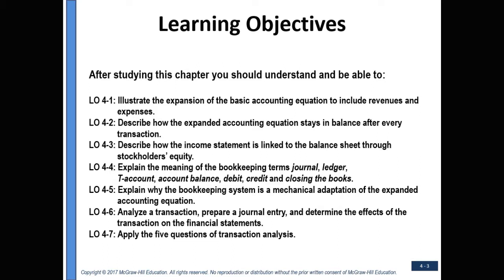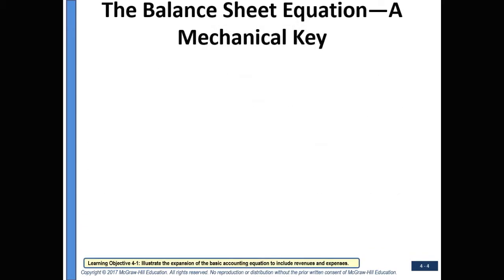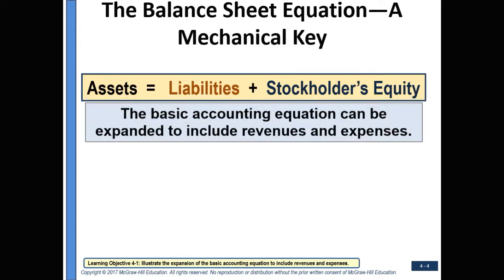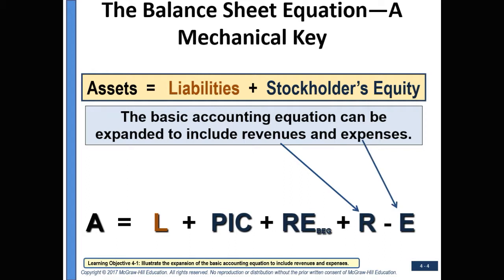Just as a refresher, the accounting equation, also known as the balance sheet equation, is a mechanical key. And it's written as assets equals liabilities plus stockholders' equity. This basic accounting equation can be expanded to include revenues and expenses.